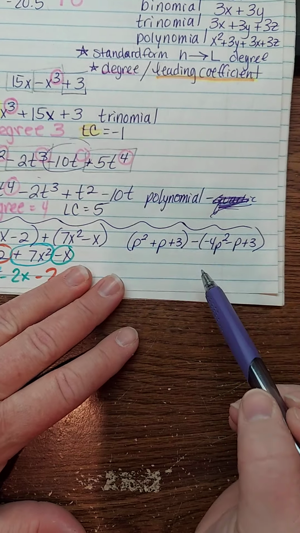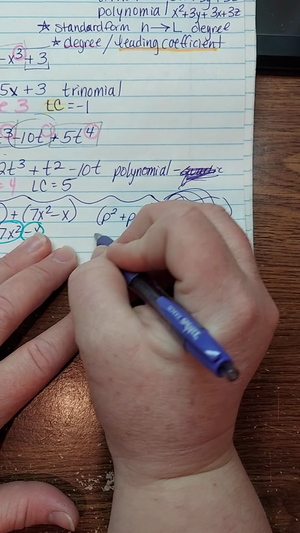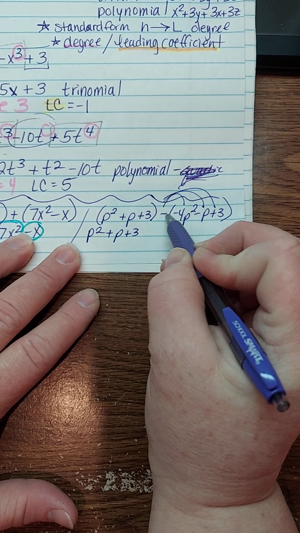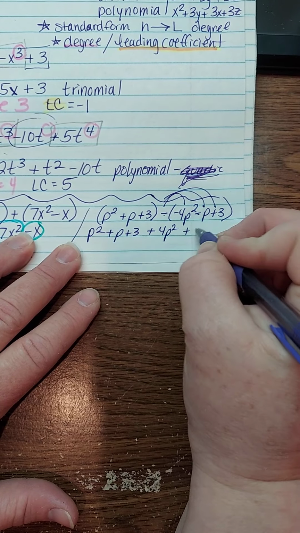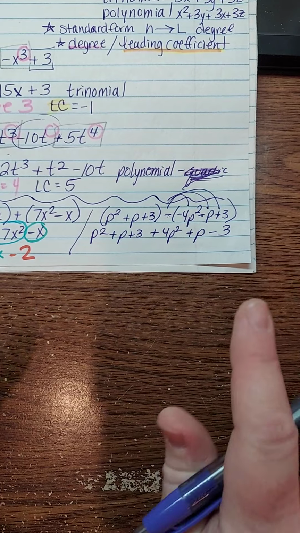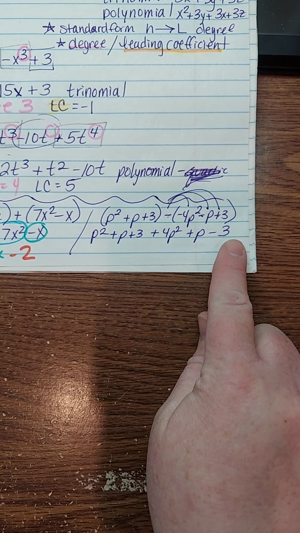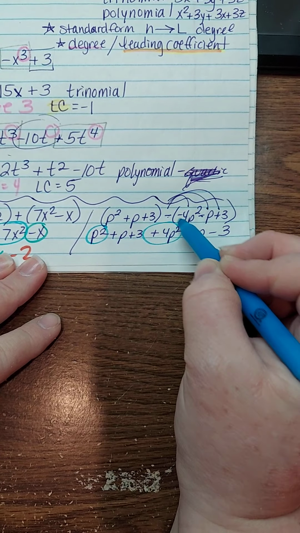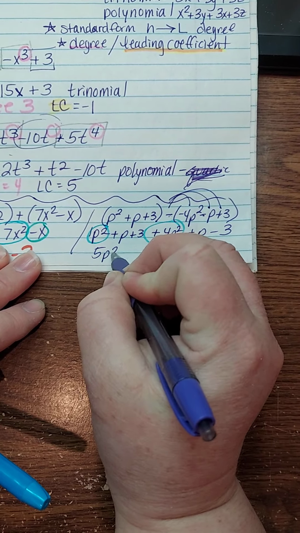So the first thing I would do is if this is a minus, I would go through and distribute that minus. So I'm going to rewrite, my first part is not affected. So what's two negatives make a positive 4p squared? Two negatives make a positive p, and a negative times a positive makes a negative 3. And then go ahead and circle my like terms. All right, any p cubes? Nope. Squared here and here. Make sure you circle your sign before. So what's 1 plus 4? 5p squared.